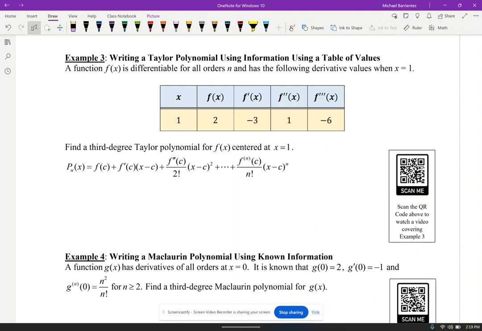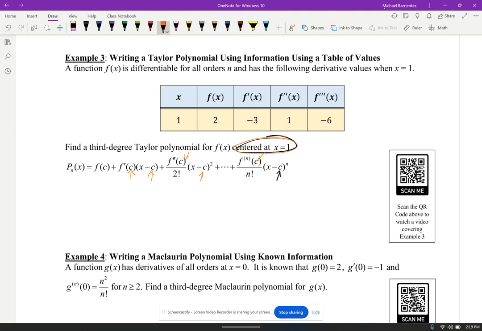We have a table of values. It's giving us functions and derivative values at this particular x point. So it says function f is differentiable for all orders of n, and it has the following derivative values when x equals 1. Find a 3rd-degree Taylor polynomial for f of x centered at x equals 1. That means that this and this and this, all these c values are going to be 1.